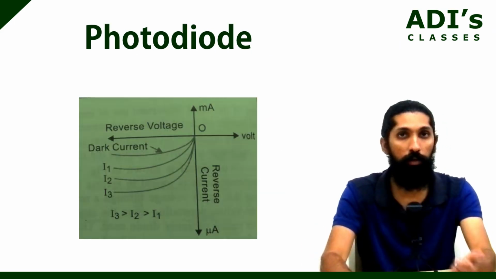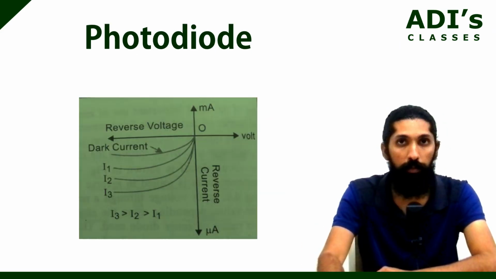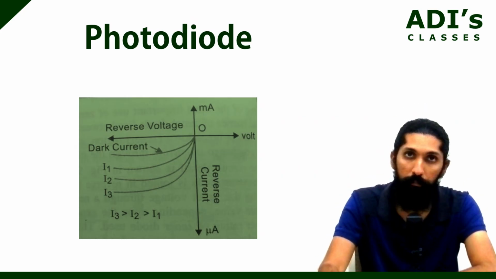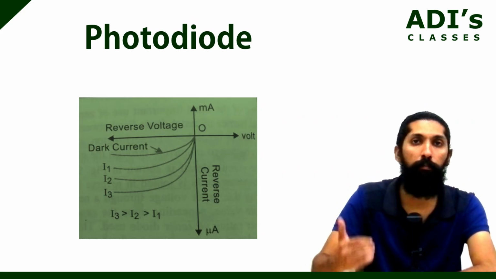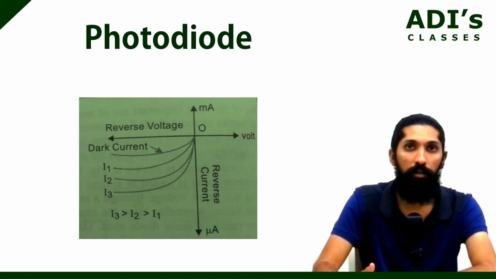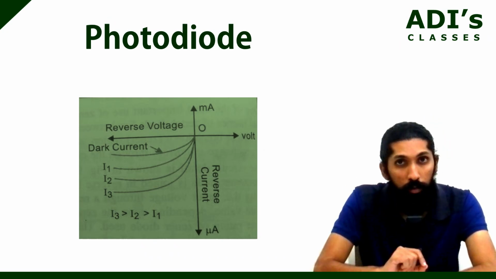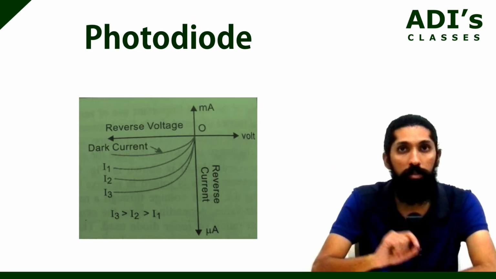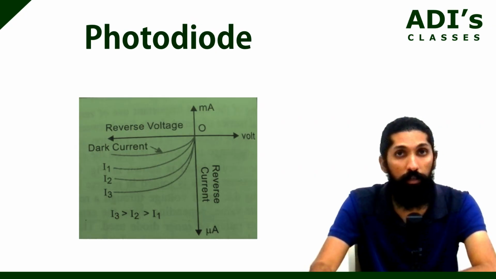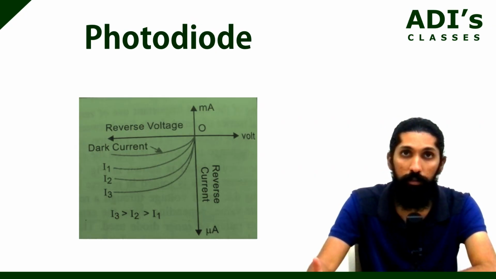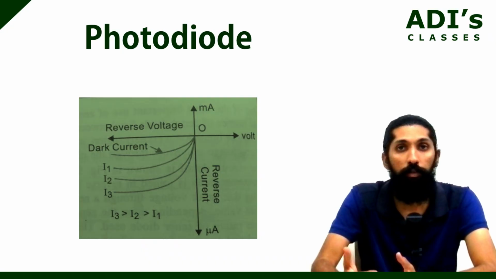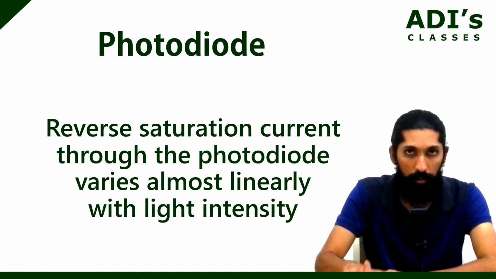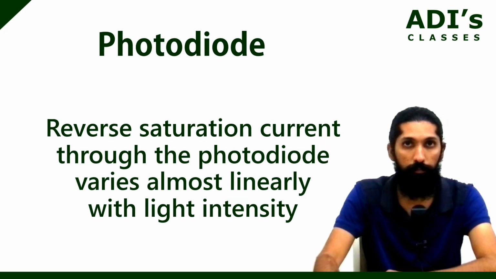For that, look at this particular graph and how exactly it goes. More the intensity keeps increasing, the current goes almost linearly as you have more and more intensity of light. Fair enough? This is how a photodiode works.